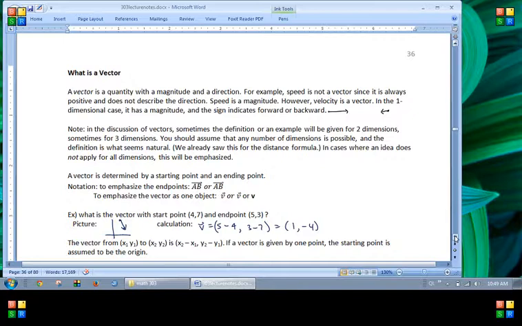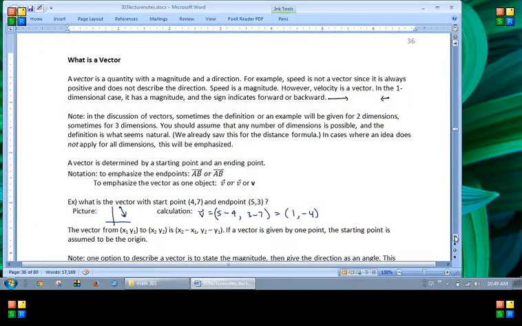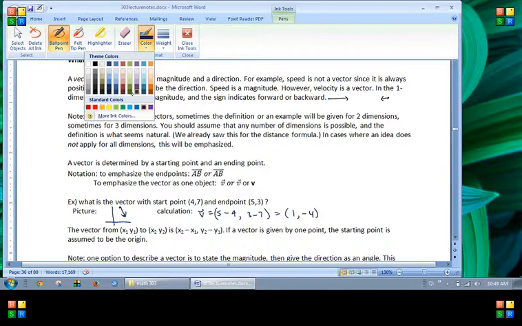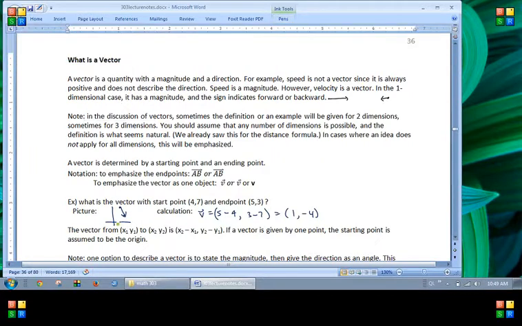So if a vector is given by one point, we think of the starting point as the origin. So in other words, this vector is equivalent to this vector. I drew that more or less right. Okay. They're parallel, right? They're not just parallel. It's the same vector. I just drew it starting somewhere else.